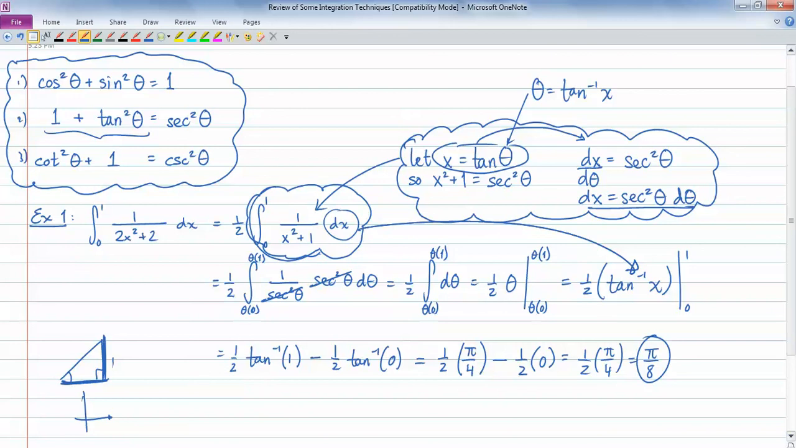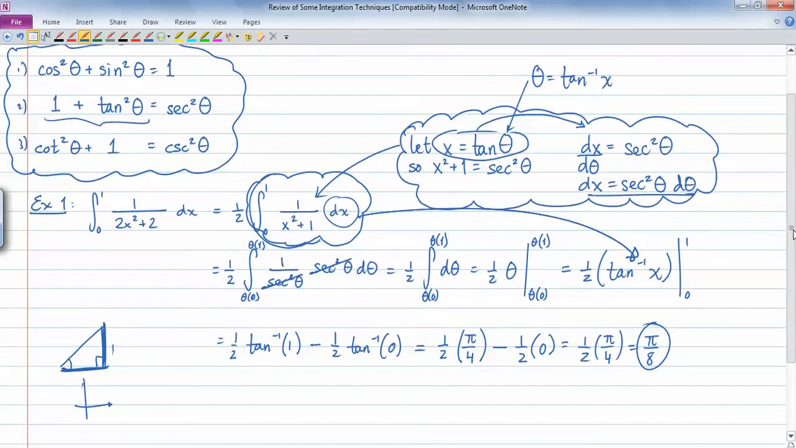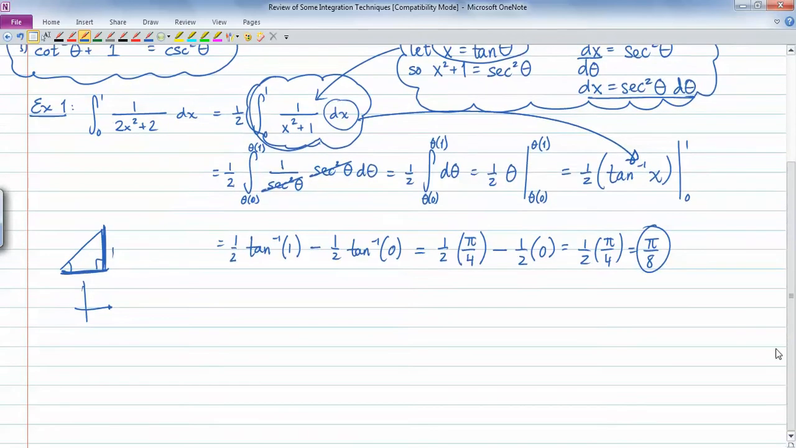Okay, I want to do one other example that refreshes you on u substitutions. Maybe I should have done the u sub first, but whatever. All right. So in this one, we'll do the integral from 0 to 1 of 6t squared over 3 plus t cubed dt.